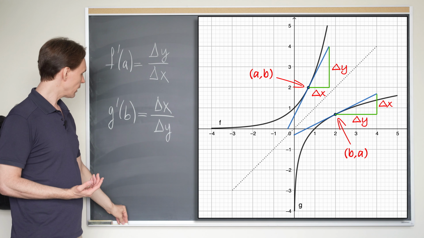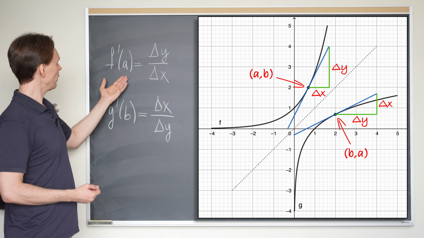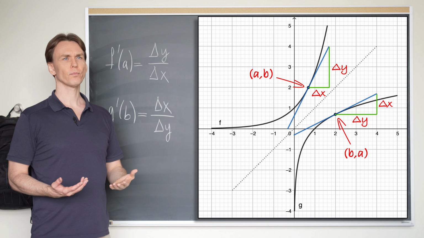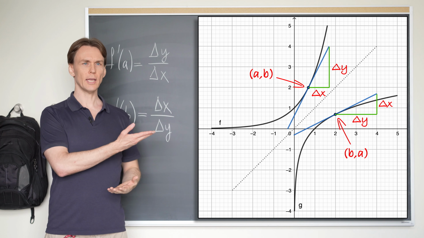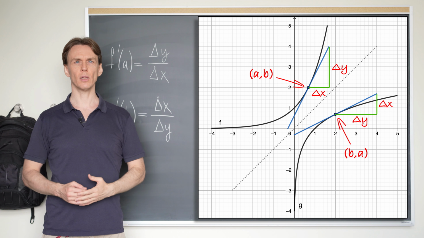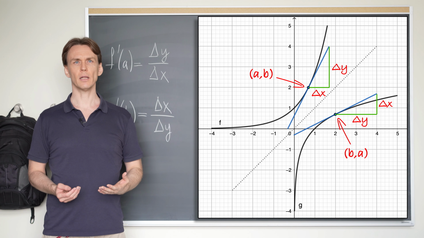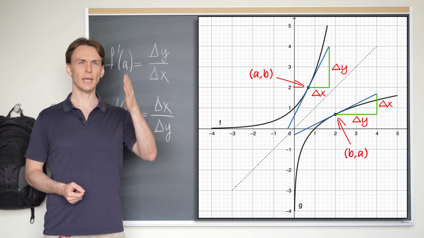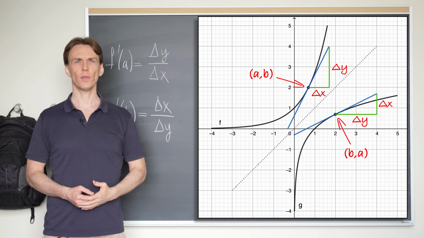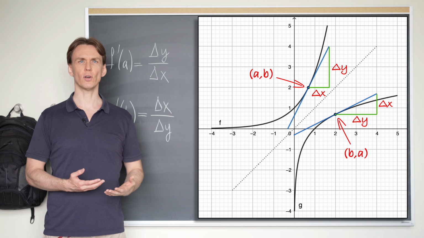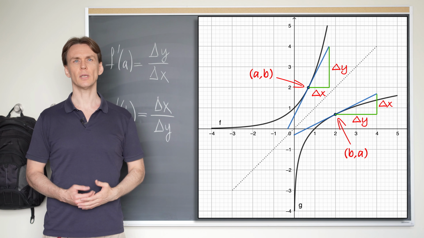And in the case when this original derivative was equal to 0, this means that the tangent line was horizontal, and after flipping it around the diagonal, this new tangent line will be vertical, so that means that the derivative of the inverse function at that point is undefined.